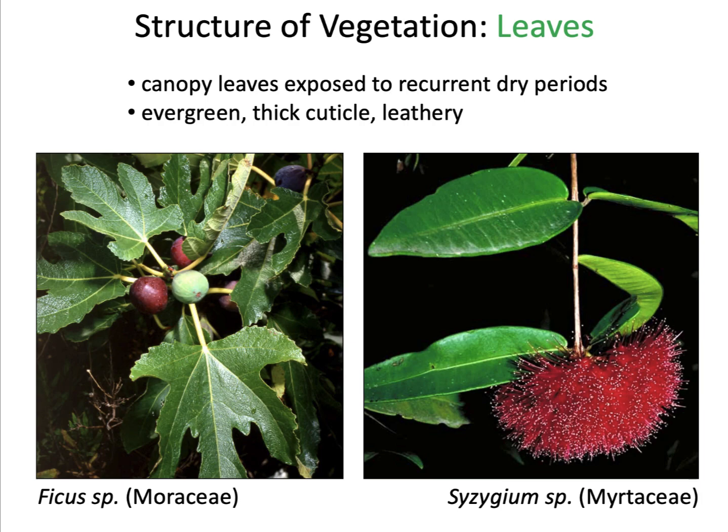Because of this, the canopy leaves, even in wet forests, are exposed to recurrent dry periods. Because that sun is so intense, the water evaporates very quickly. Therefore, most tropical plants have evergreen leaves with a thick cuticle and a leathery appearance. Here we can see two different plants from the fig family and the eucalyptus family that have those unique leaf adaptations.